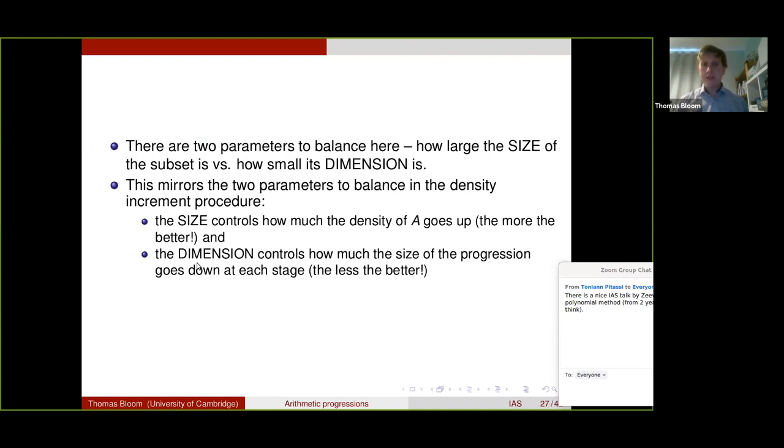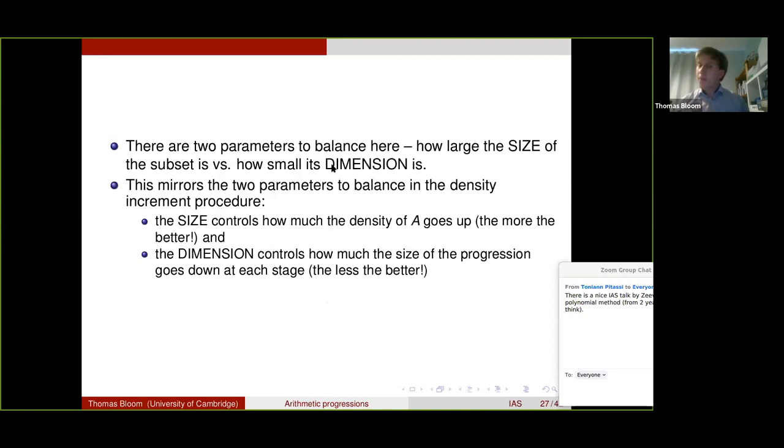And this exactly mirrors the two parameters that we have to balance in the density increment procedure. So the size controls how much the density of A goes up. The bigger our set of characters is, the bigger the subset of our spectrum is, the more density we gain in A. And the dimension controls by how much the size of our universe goes down at each stage. This is roughly because the dimension of our set of characters corresponds to the co-dimension of our Bohr set. So we want that to be small to make sure that the size of the Bohr set, or the size of the approximate progression, remains relatively large.